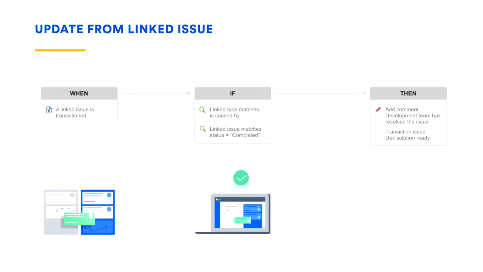For the if, we use, firstly, the linked issue type matches "is caused by", so this is one of the fields you can set when you're linking two different issues. And then we also check that the linked issue status is complete, so when the linked issue is done.